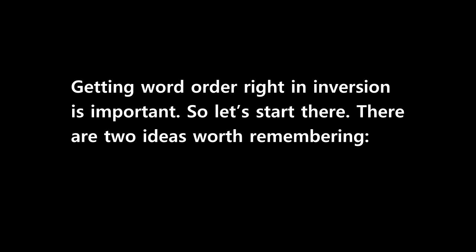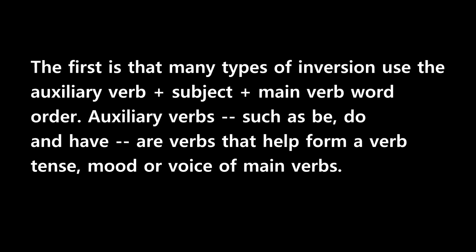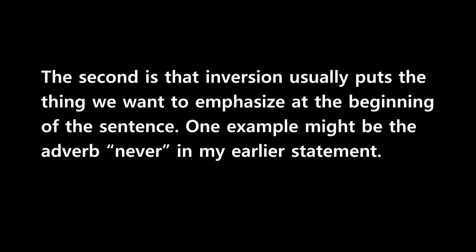There are two ideas worth remembering. The first is that many types of inversion use the auxiliary verb plus subject plus main verb word order. Auxiliary verbs, such as be, do, and have, are verbs that help form a verb tense, mood, or voice of main verbs. The second is that inversion usually puts the thing we want to emphasize at the beginning of the sentence. One example might be the adverb never in my earlier statement.